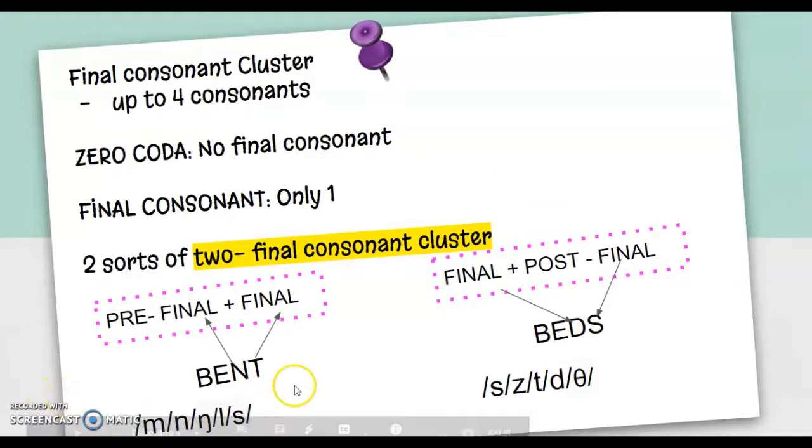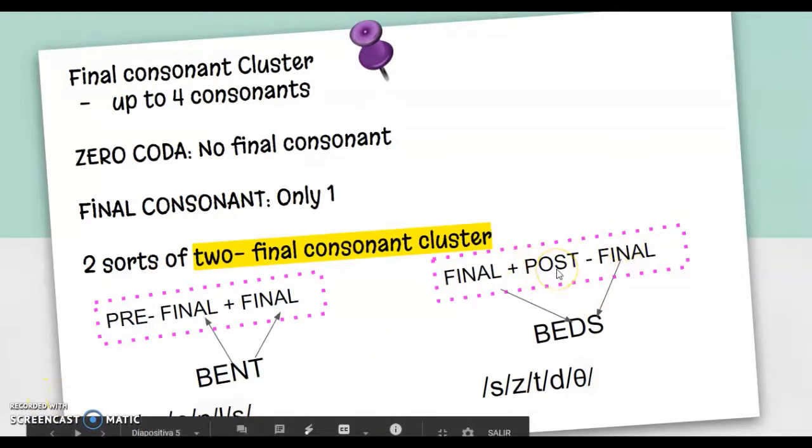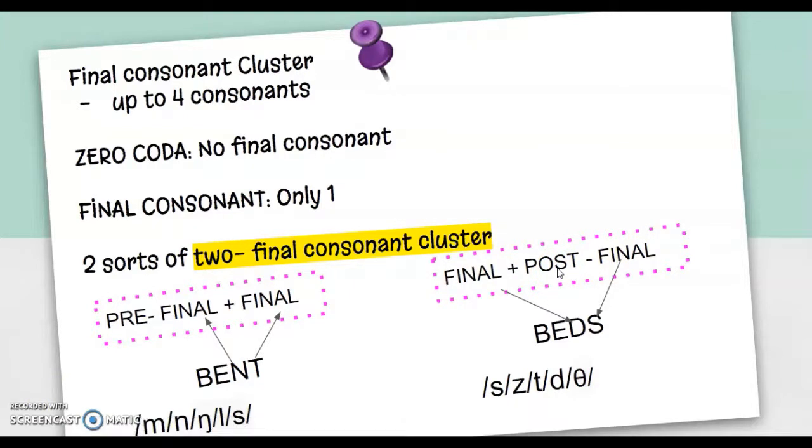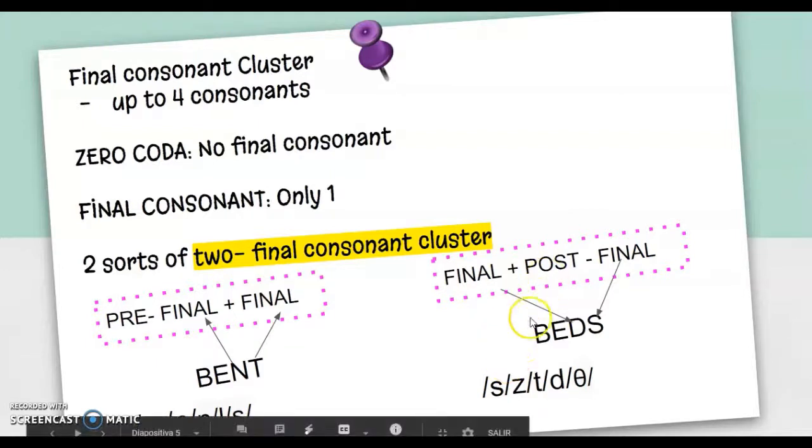The post-final consonants in this case can often be identified as separate morphemes: s, z, t, d, and th. As they are morphemes, they are suffixes. They correspond, for example, to plurals, in the case of these two, regular verbs, in the case of these two, and for example, when we talk about ordinal numbers, this one, th.